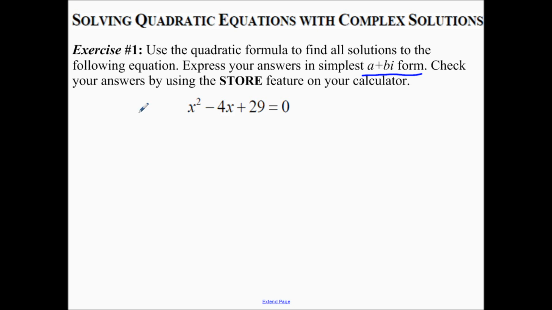quadratic formula. Okay, so first thing I'm going to do with the quadratic formula is what I always do, identify the value of the discriminant. So let's say what a, b, and c are. a is 1, b is -4, c is 29. You've had lots of practice with the discriminant, so why don't you figure out what the discriminant is and then play the recording when you've got it.